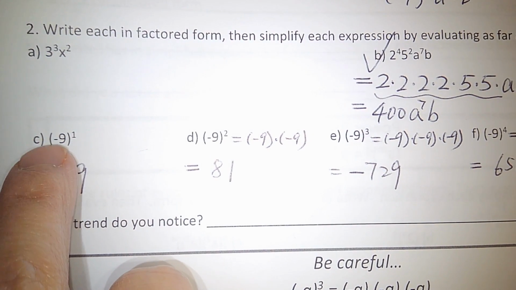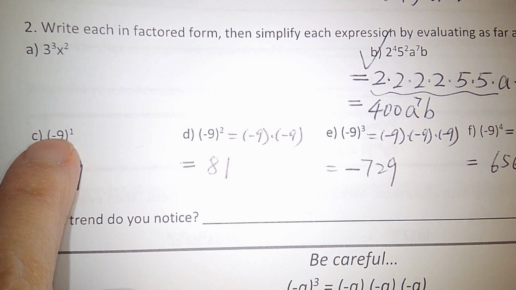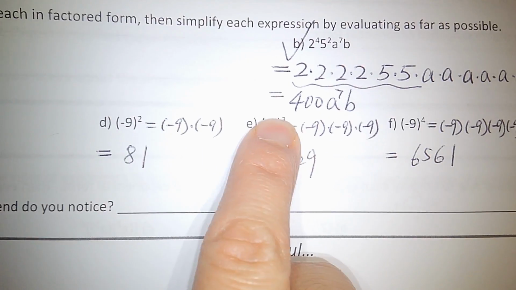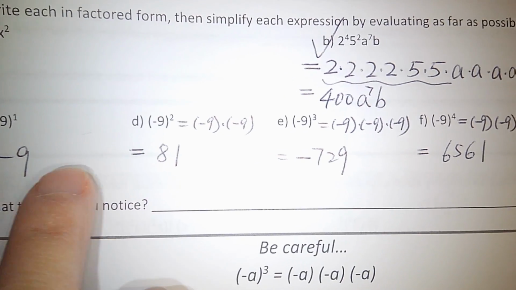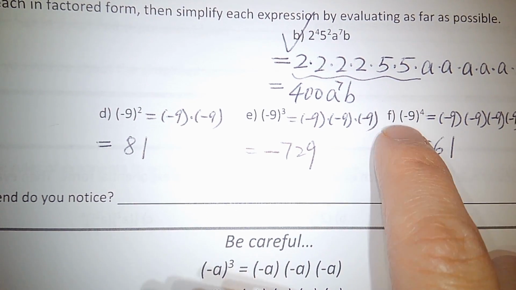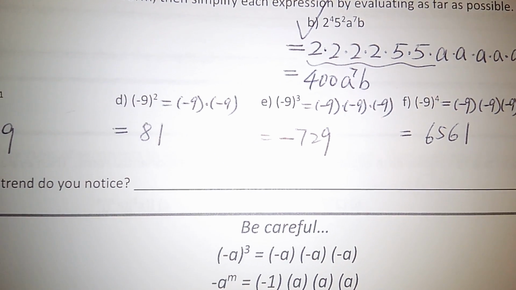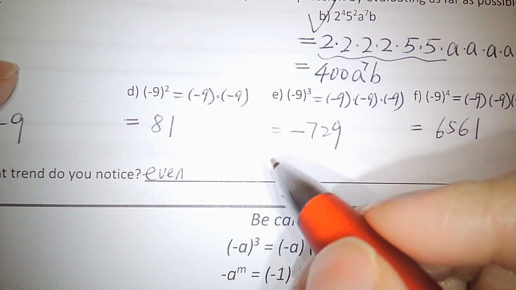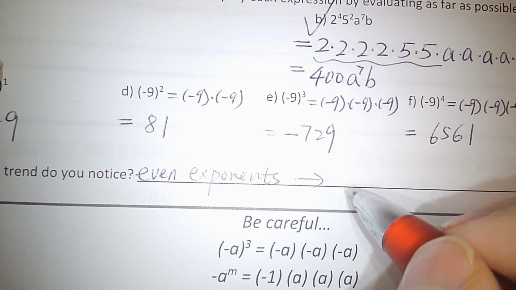Have you noticed anything? Negative 9 is a negative number, right? If the power or exponent of a negative number is an odd number, say 1, 3, and 5, then the result will be negative. However, with an even exponent of a negative number, we still get a positive result. You can write it down, copy that as notes: even exponents result in a positive result.